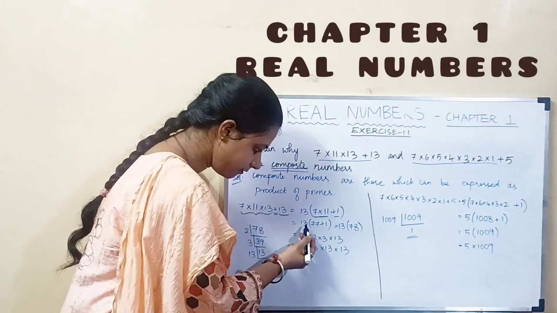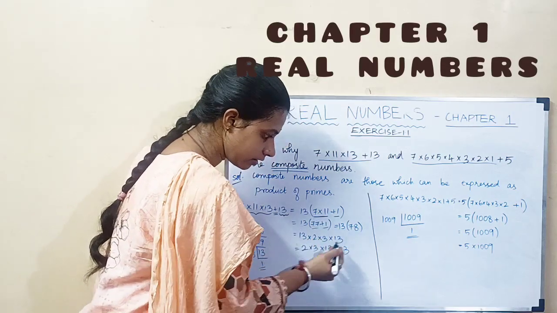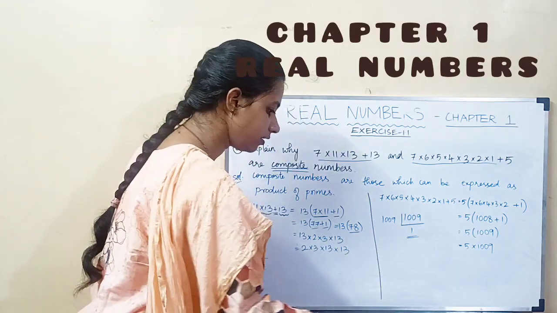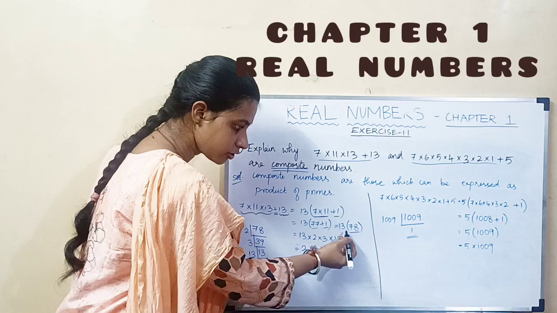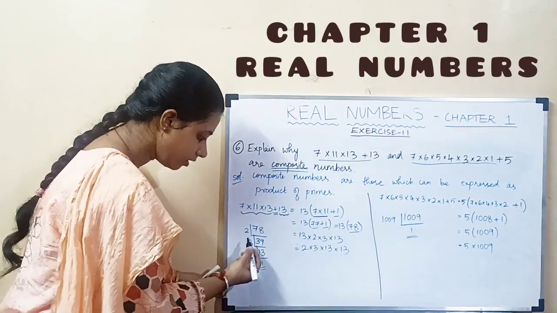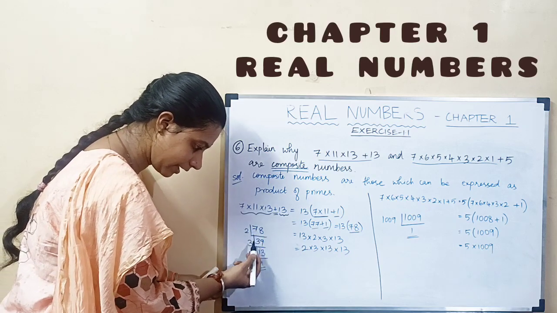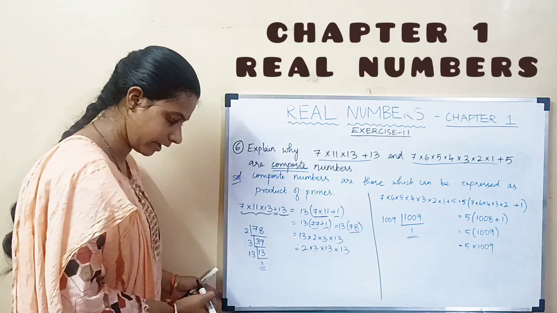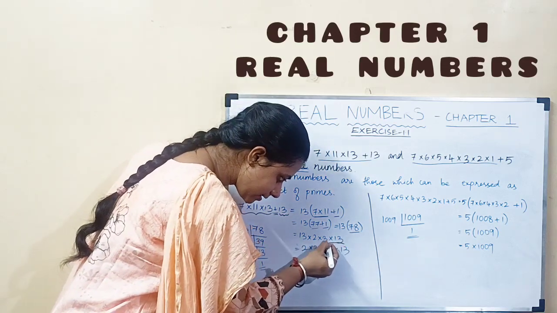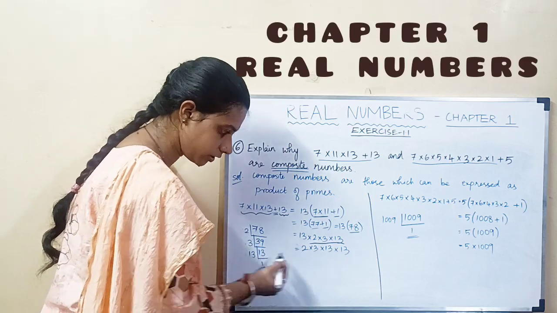Now let's simplify. 13 into 77 plus 1, and it will be 13 into 78. Now 13 is a prime number, so we will prime factorize only for the 78. 78 is an even number, so 2 into 39 is 78, and 3 into 13 is 39. We will write 78 as product of the primes, 2 into 3 into 13.